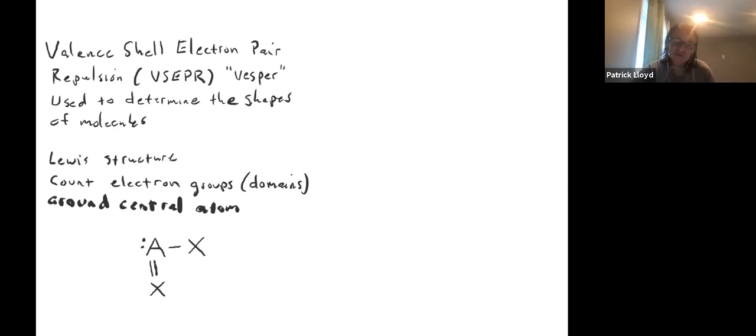Okay, so again, we're just considering the central atom. Here's what you do. You count what are called electron groups. Now, an electron group around the central atom is any type of bond. It could be a single bond, it could be a double bond or a triple bond, but one of those counts as one electron group. So a single bond counts as an electron group.